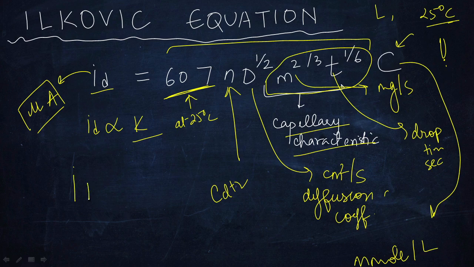Finally, if we look at the equation, id is equal to K into C. C is in millimole per liter. So this was the Ilkovic equation.